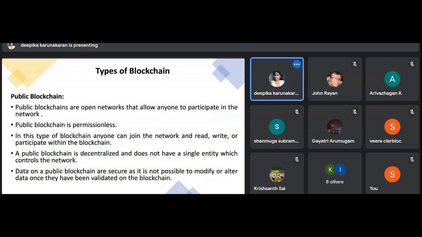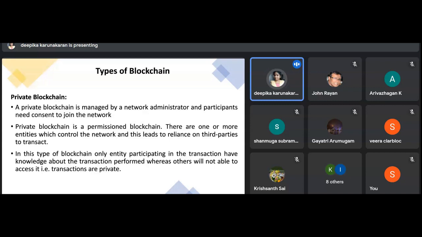So, types of blockchain. Public blockchain is actually permissionless. Anyone can join the network, read, write, or participate within the blockchain. A public blockchain is decentralized, and it doesn't have any single authority who will look after or control the network. It is typically an open network, and the data we put into the public blockchain are very much secure, as we couldn't manipulate it because it is immutable.